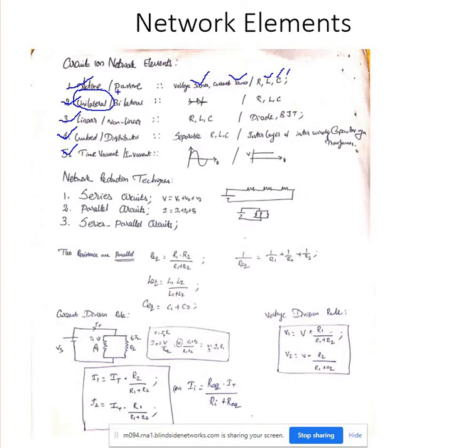So that is called unilateral. Unilateral means only one direction is permitted. Bilateral means both directions are permitted. Okay, then next one, linear circuit and non-linear circuit.